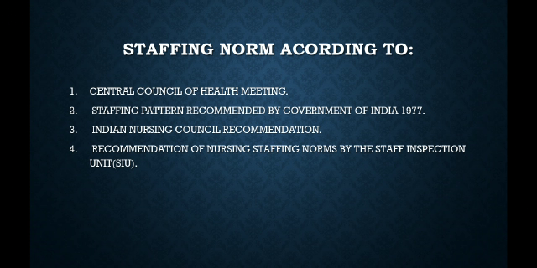And in the labor room, one staff nurse or nursing sister for every labor table. In major OT, two staff nurses or nursing sisters for every functional operation table including recovery room. And in minor OT, one staff nurse or nursing sister for every functional operation table. In casualty, three staff nurses or nursing sisters for 24 hours. And in OPD, one staff nurse.